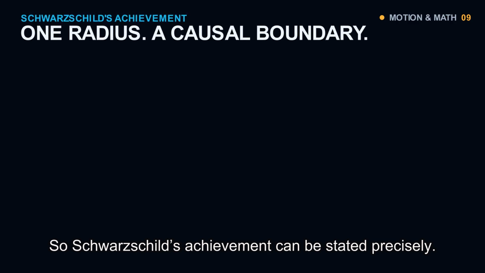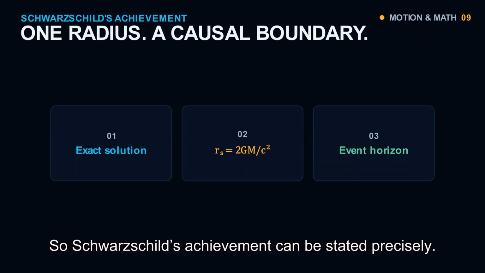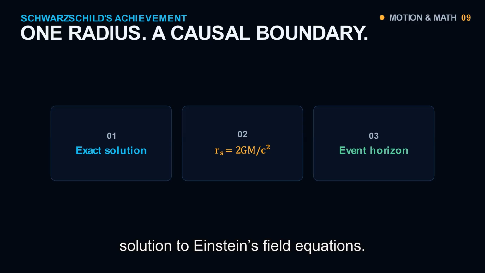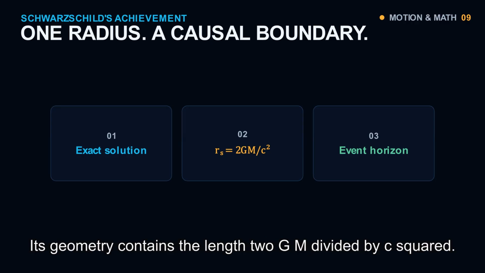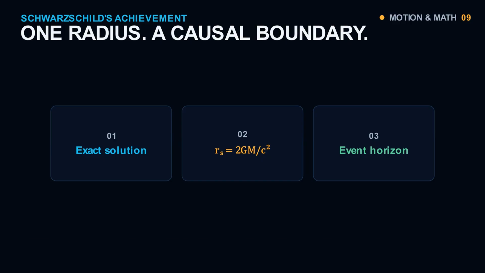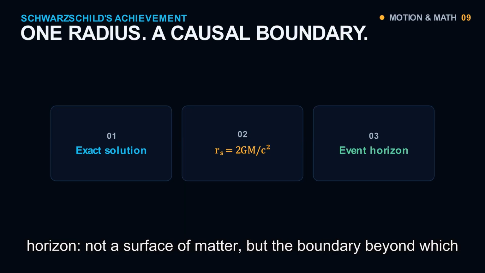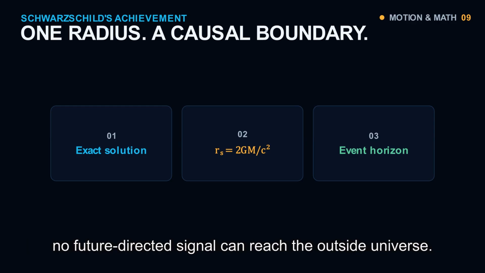So Schwarzschild's achievement can be stated precisely. He found the first exact, static, spherically symmetric vacuum solution to Einstein's field equations. Its geometry contains the length 2GM divided by c squared. When a mass lies within that radius, the radius marks an event horizon, not a surface of matter, but the boundary beyond which no future-directed signal can reach the outside universe.